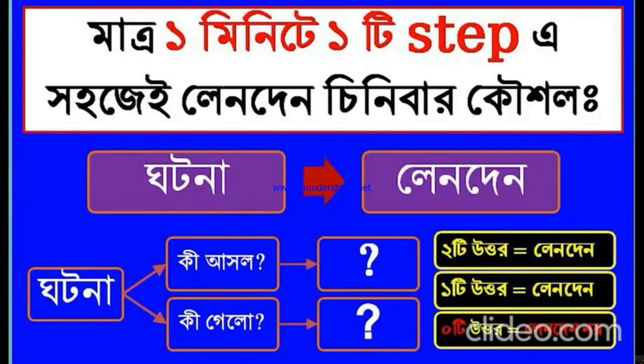So this system is very easy for you to understand. Which one has come into the business, which one has gone out. If you get 2 answers, then it will be a transaction. If you get 1 answer, it will be a transaction. If you get 0 answers, then it will not be a transaction.